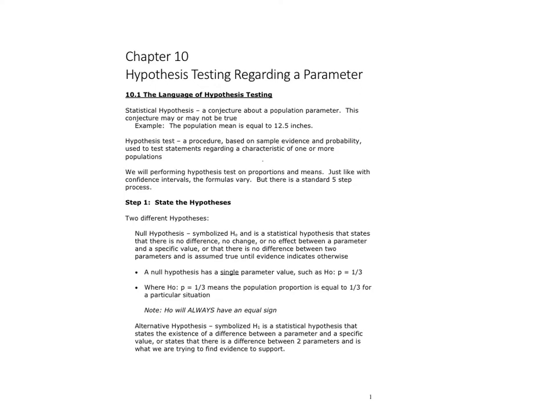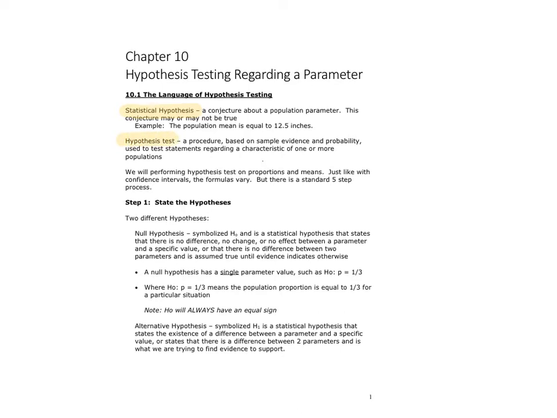In this video, we will look at the language of hypothesis testing. A statistical hypothesis is a conjecture about a population parameter. This conjecture may or may not be true. A conjecture is essentially an educated guess. For example, the population mean is equal to 12.5 inches.